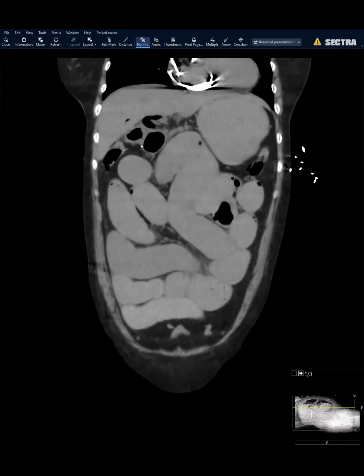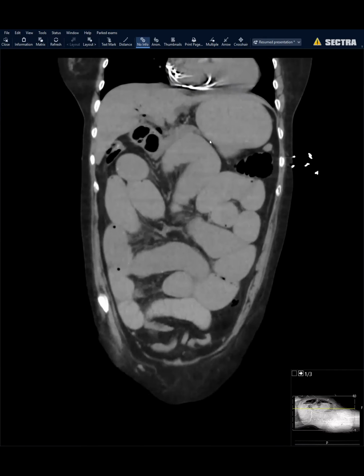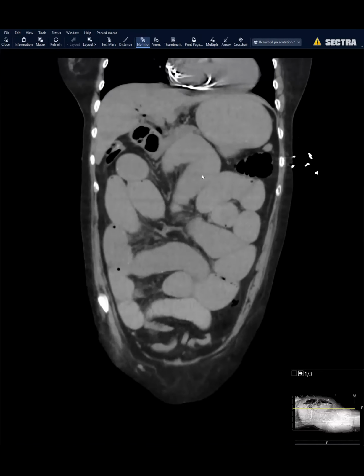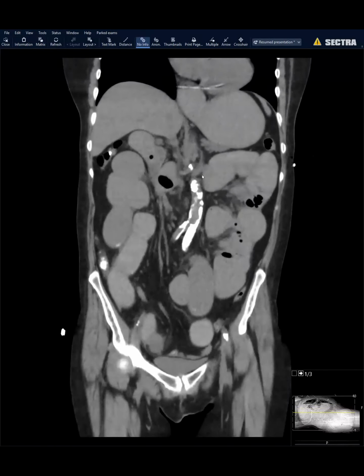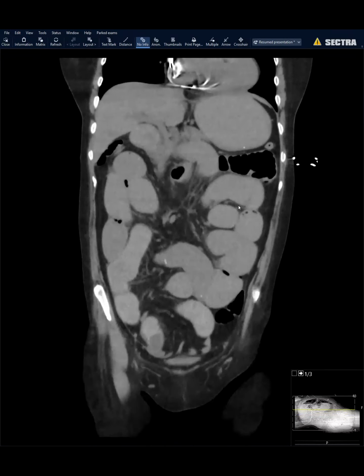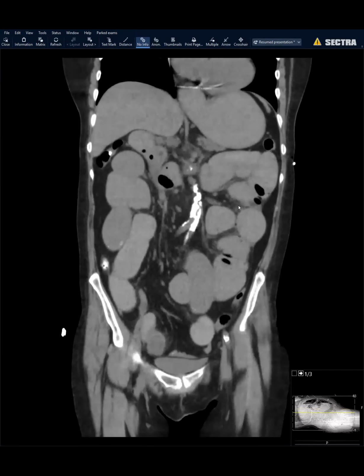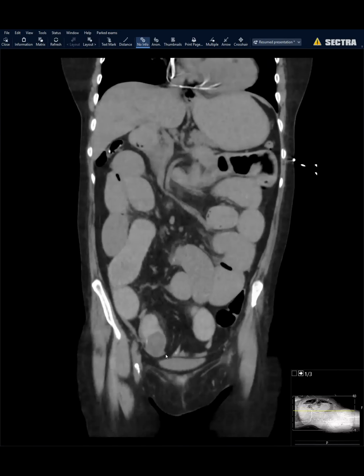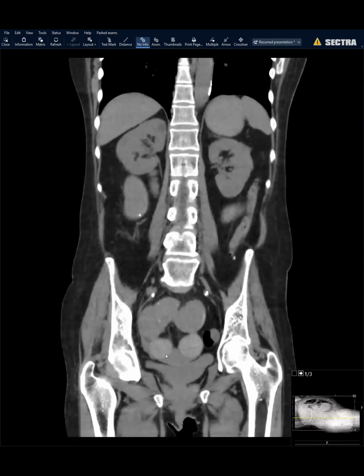Oh, I see it right there. It's communicating right there. If you go anteriorly, you can see it communicating with the bowel. So then the gallbladder kind of eroded through the gallbladder wall into the bowel. Yep. And then caused a gallstone obstruction. Yeah. It's just a cute little case.